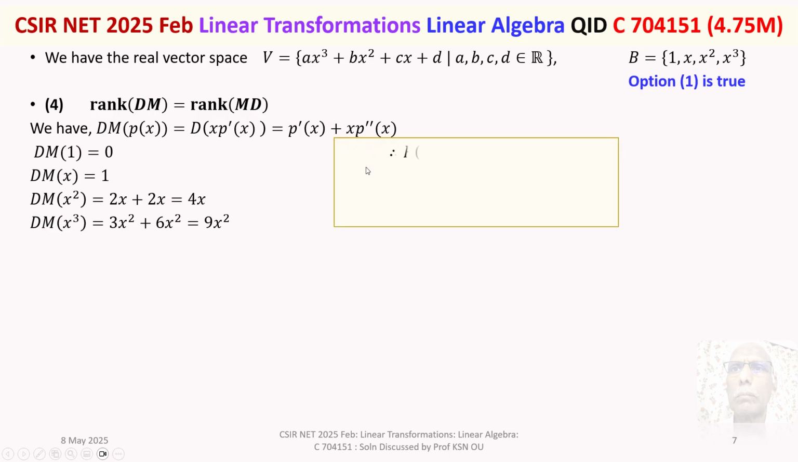So, now see, let us calculate the range of dm. Why are we doing this? We want rank. How do we find rank? Find the range of it, take its dimension. Then you will get rank.